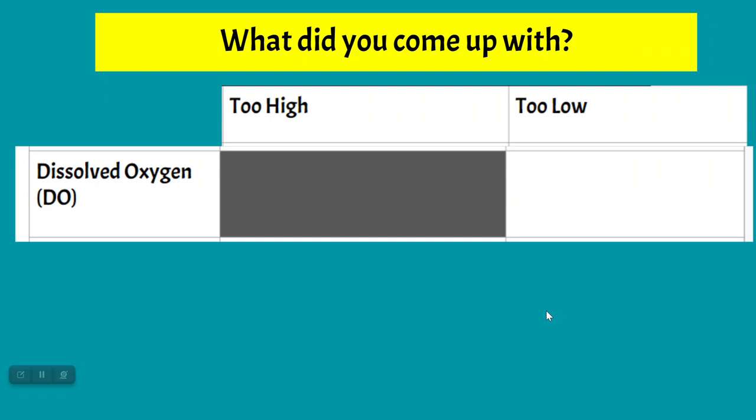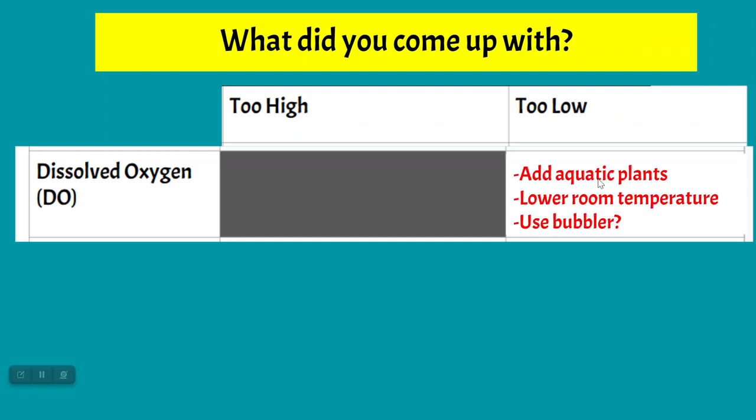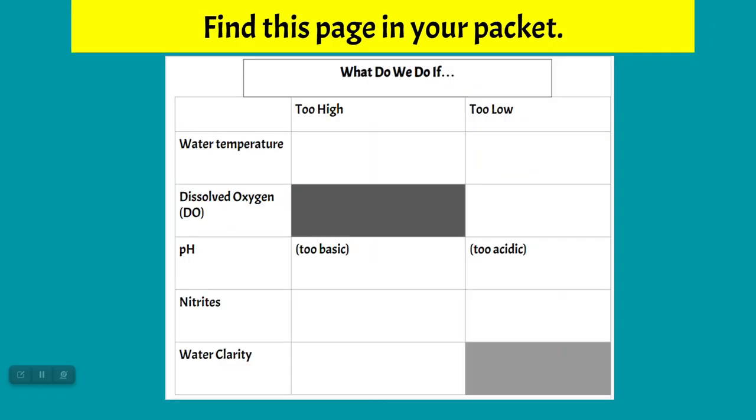When we think about dissolved oxygen, again, we're not worried about dissolved oxygen being too high, but if it's too low and we need to make it higher, we can add plants. We could lower the room temperature, and maybe we would use a bubbler to make that water have some movement. Okay, I'm going to back up in our slides here a little bit.